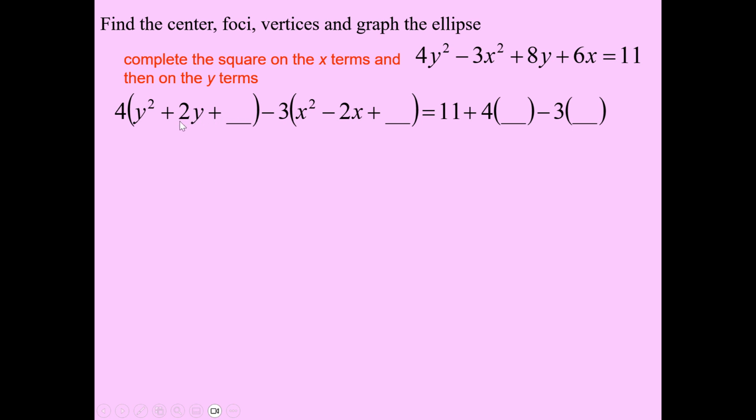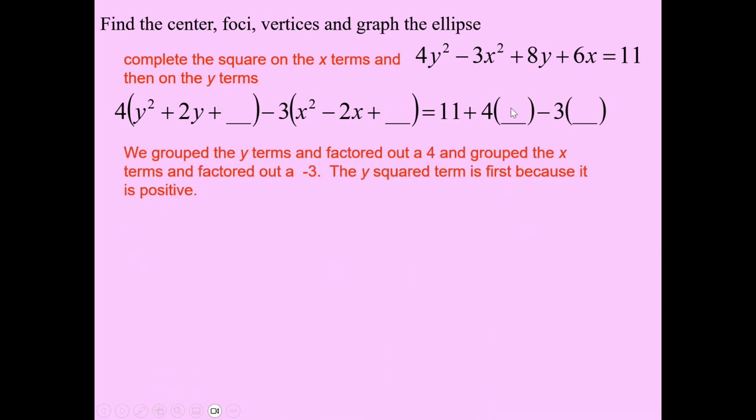So what number do we have to add? We have to take half of the y term here and square it. Half of 2 is 1. 1 squared is 1. So for the x, half of negative 2 is negative 1. Negative 1 squared is 1. Then we have to add the same things to both sides. Notice it's times 4, and that's times a negative 3. We complete it that way. We put it into a factored form. That's what it looks like.